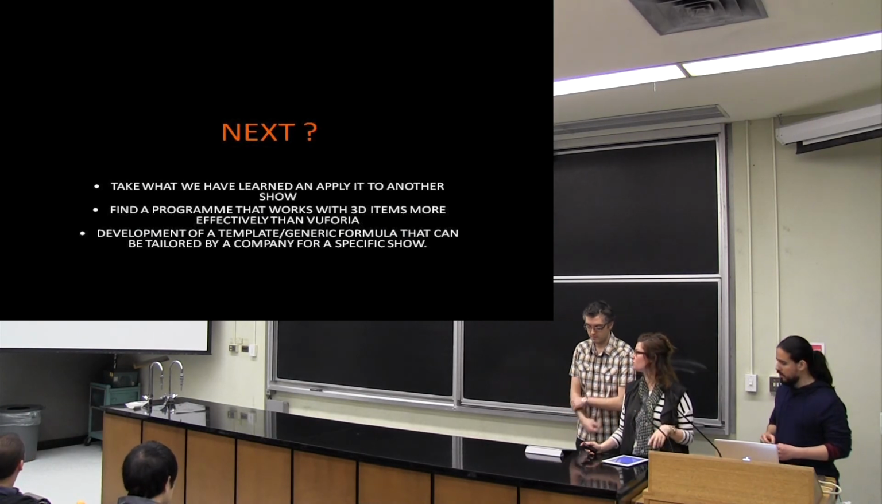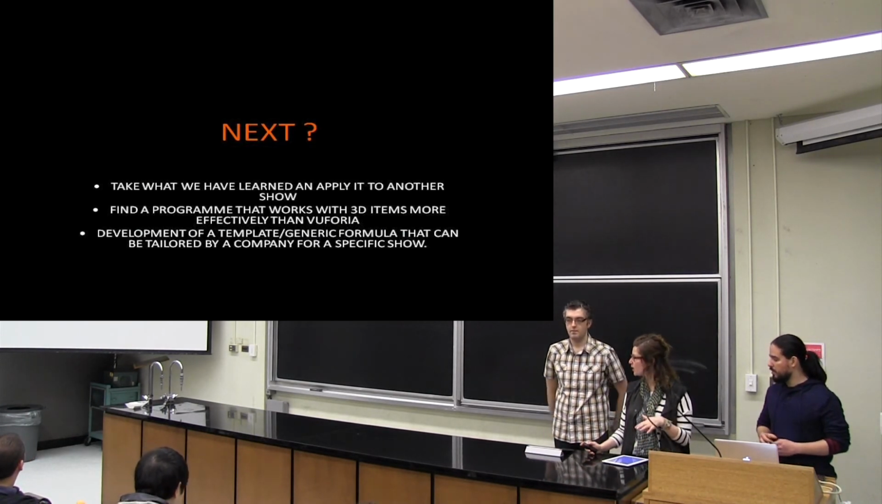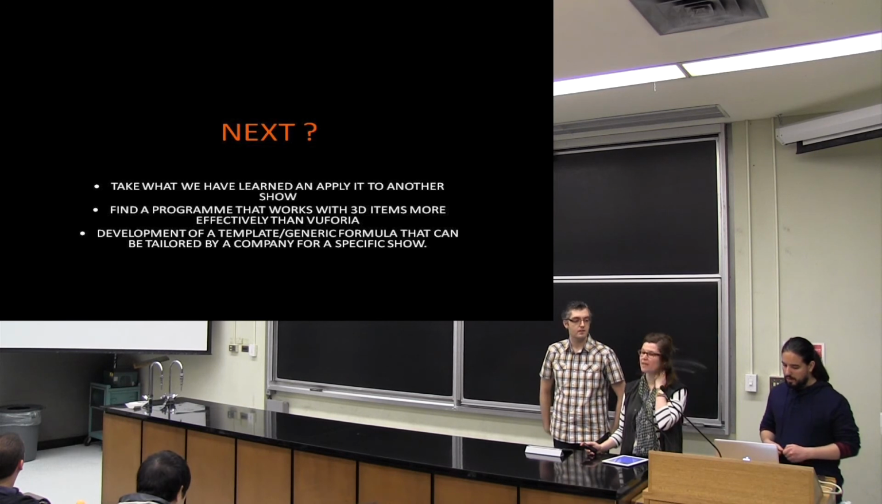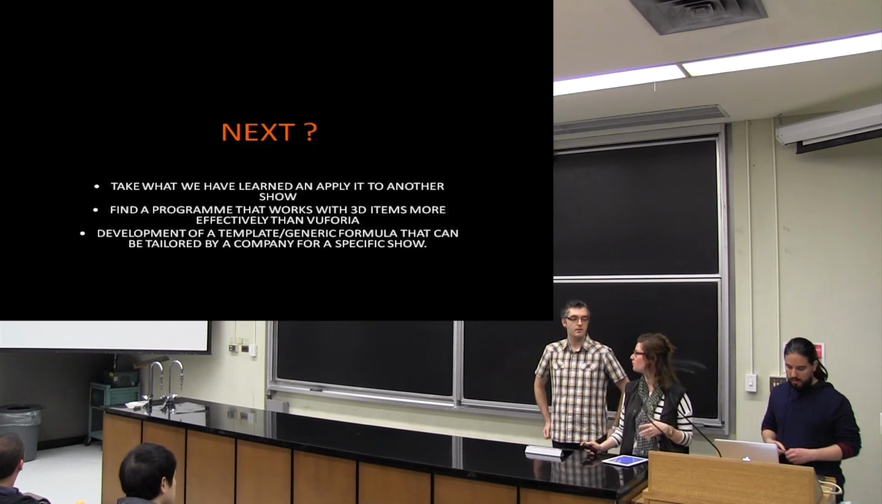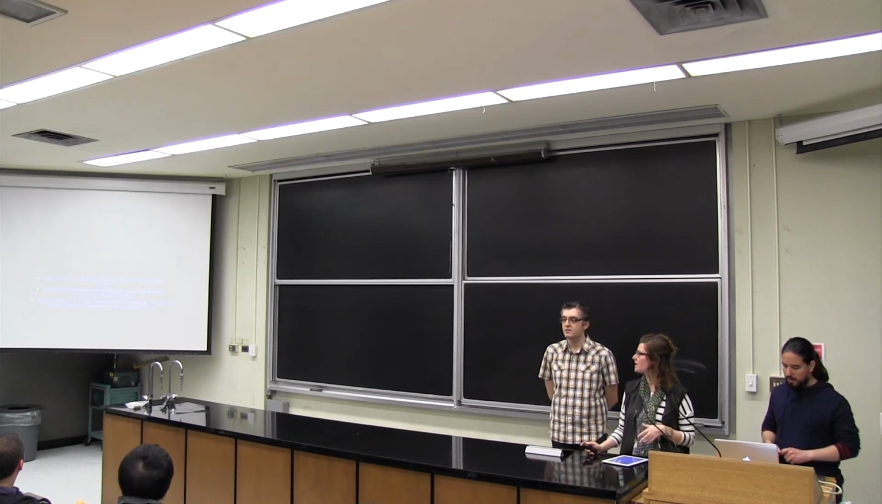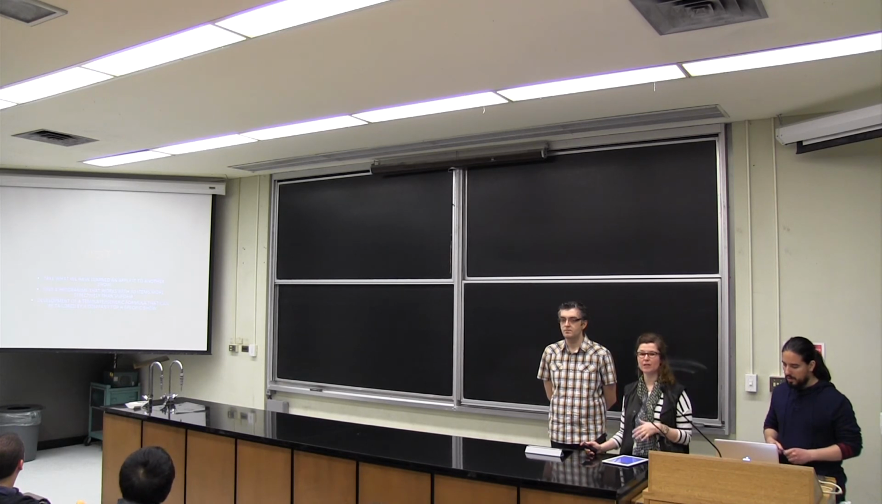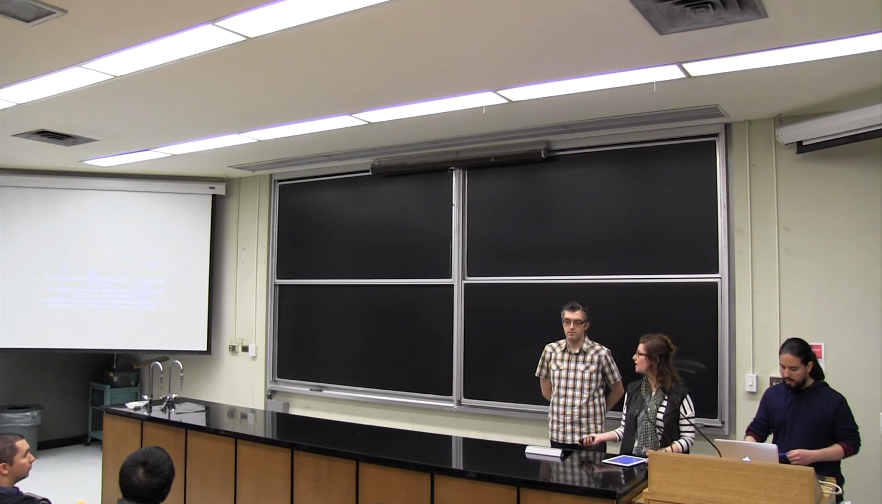We would like to apply what we learned from this project to another show. We'd like to find a program that works better than Euphoria with 3D items, and develop a template that could be modified by other theater companies based on their shows. Thank you.